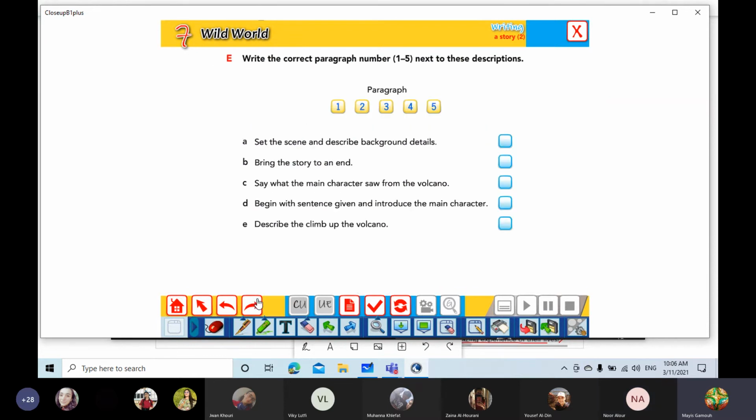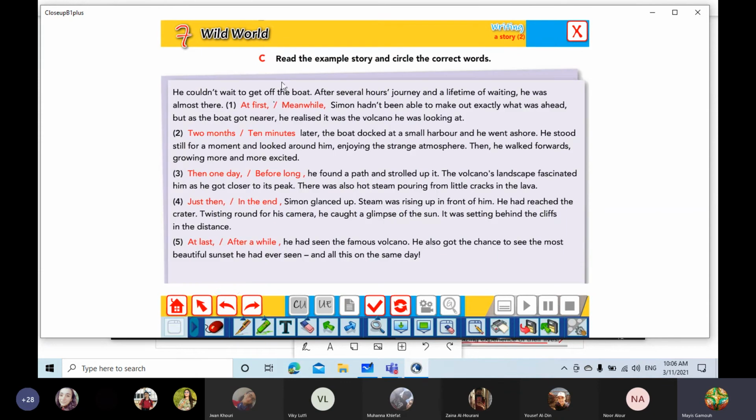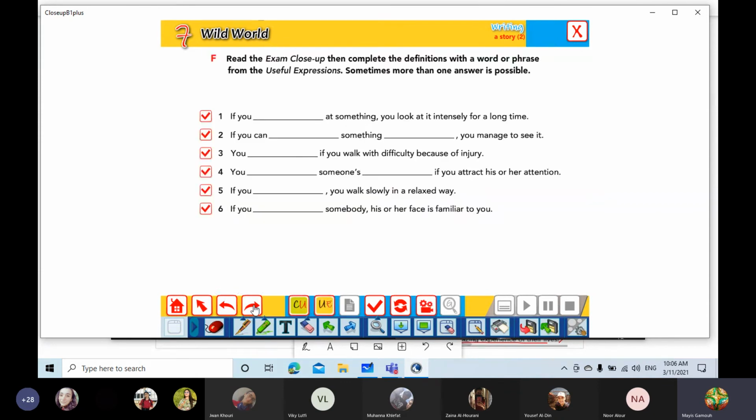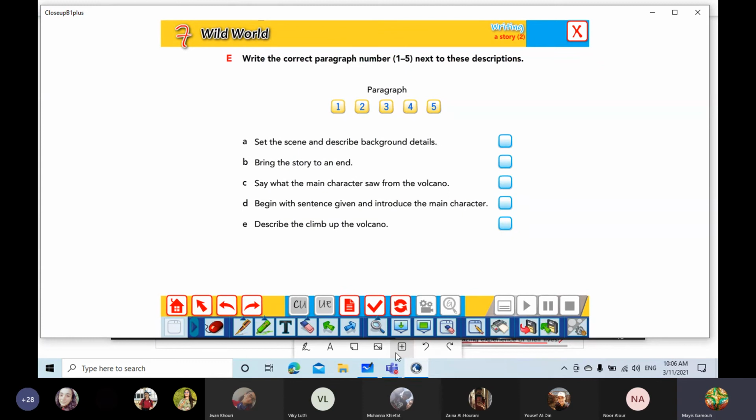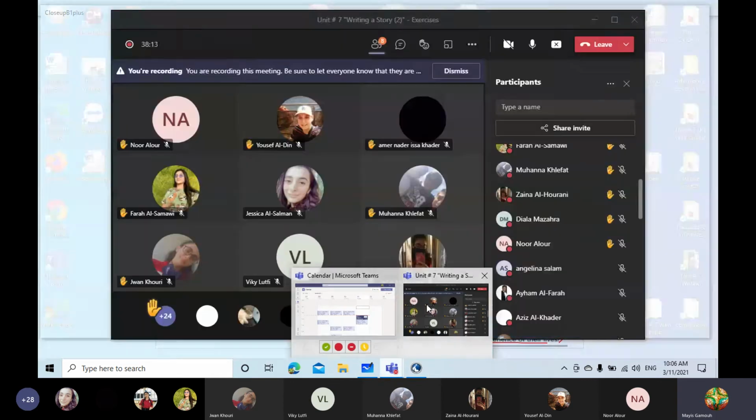All right. Let's go to our next exercise, which is exercise E. Write the correct paragraph number from 1 to 5 next to these descriptions. So we have A, B, C, D, E, and they describe certain events in our story. Now we have to match them with the numbers of the paragraphs that we talked about in exercise C, from 1 to 5. So let's start. Who would like to start with number 1?